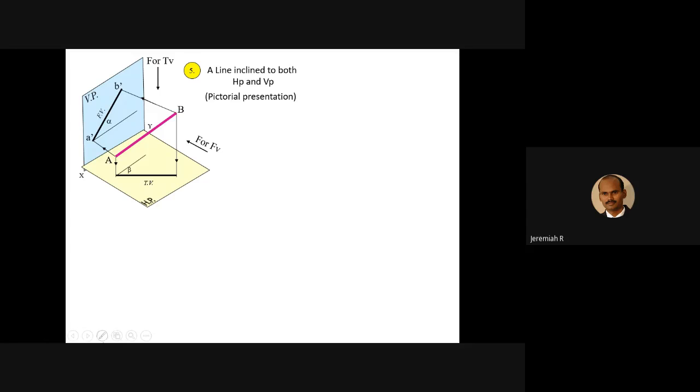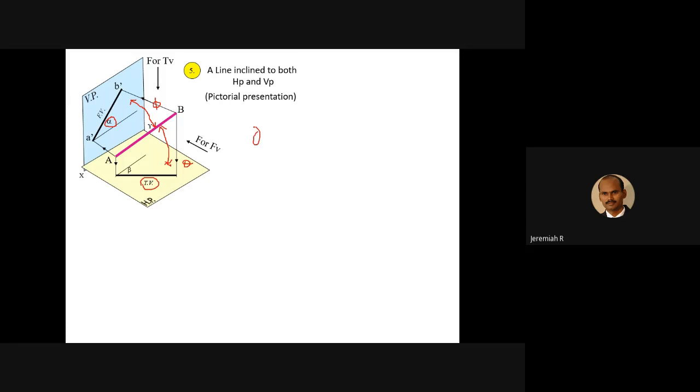So what are the things you have to remember? Inclined to HP is theta. Inclined to VP is phi. In the front view you will get a reduced length of line, that is A dash B dash, and also an inclined line. This line will be reduced in length, and you'll get a different angle. This is alpha. The front view length inclination is called alpha. The top view length inclination is called beta.